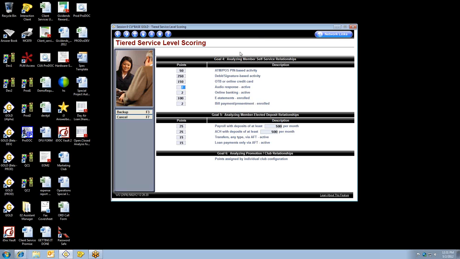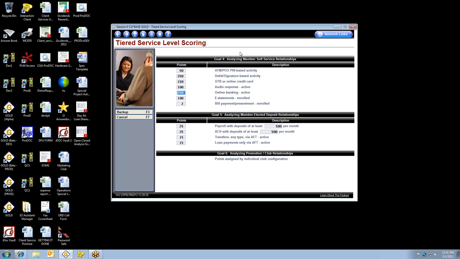Audio response. If a member happens to use CU Talk, you can award a number of points. It simply looks for any use during the month. So again, if they happen to use it once or they use it 500 times throughout the month, they would get the number of points listed there, and it's not multiplied by any factor. Same thing goes for online banking.